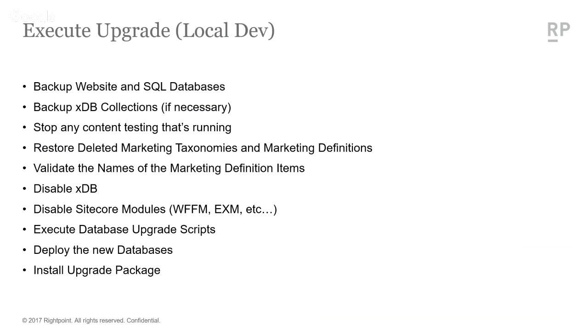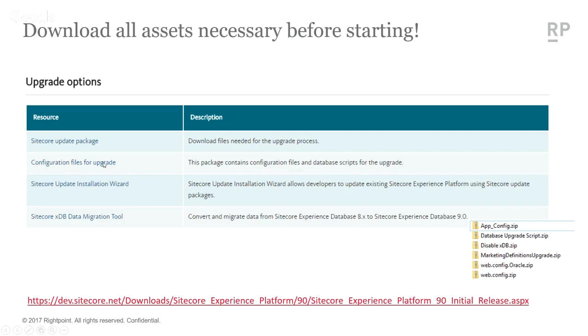Luckily, as on the previous slide, for the configuration files for the upgrade, Sitecore does provide everything you're going to need. They provide packages and admin utilities under the admin pages to do a lot of this for you, including a config file that disables your XDB, so you're not going in and creating your own patch file or modifying the out-of-the-box Sitecore config files yourself. You can just deploy the disable XDB config file, and that should do the trick.